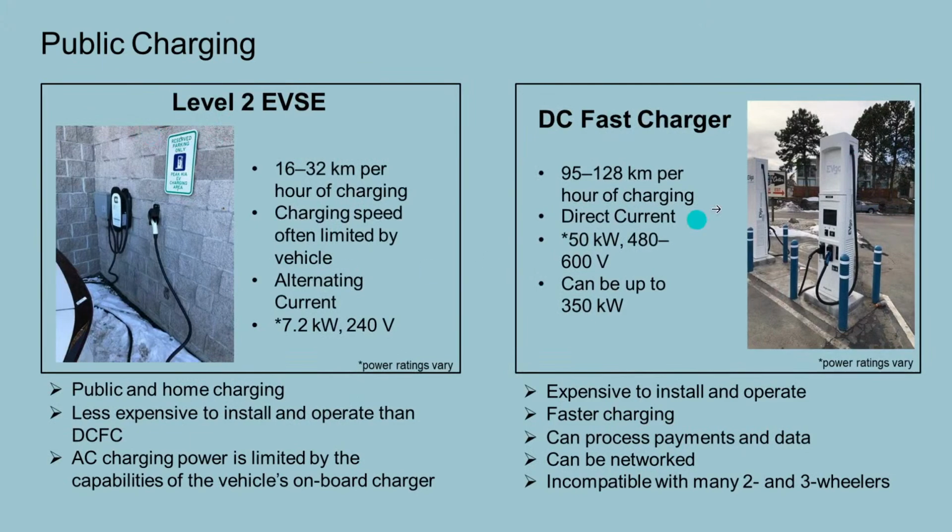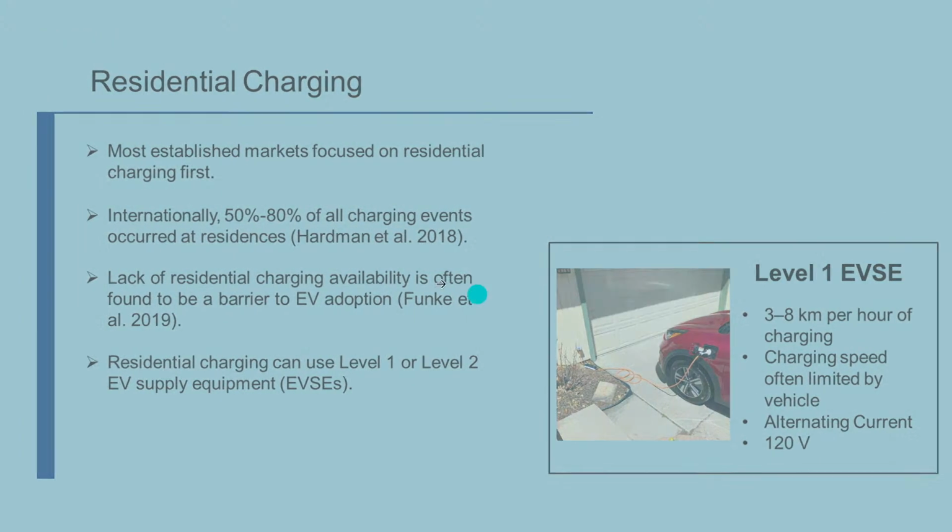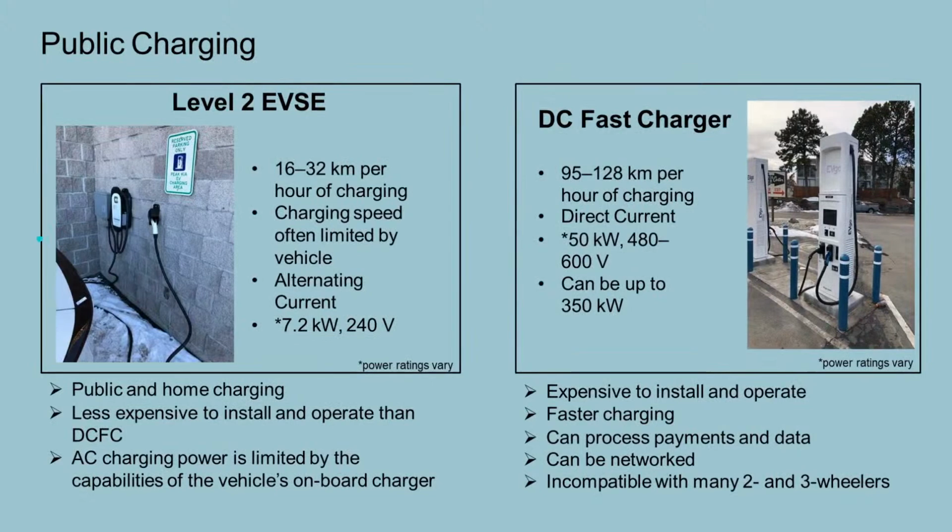Next is public charging. Before we saw the Level 1 charger, now the Level 2 charger. So what is this Level 2 charger? You can find these chargers in public places like shopping centers or parking areas. They charge your electric car faster than the Level 1 charger. With the help of the Level 2 charger, you get about 16 to 32 kilometers of driving range for every hour you charge. Just like with Level 1 chargers, how fast your car charges with Level 2 depends on your car's design.